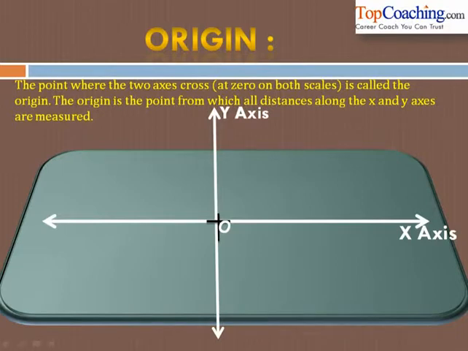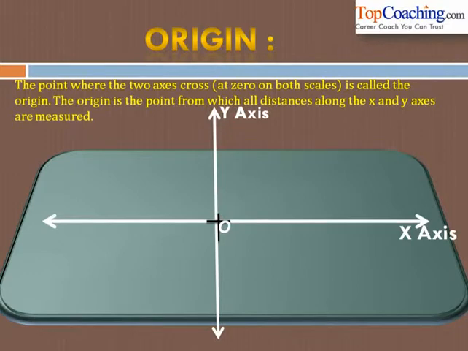Now, the origin is the point from which all the distances along the x-axis and the y-axis are measured. The origin is a standard point. Whenever we have to locate any point, we have to choose a reference point, and the distances are measured according to this reference point. So we have chosen the origin as our reference point. So whenever we talk about the points on the coordinate plane, their distances are always measured with respect to the standard point or the reference point, which is known as the origin.